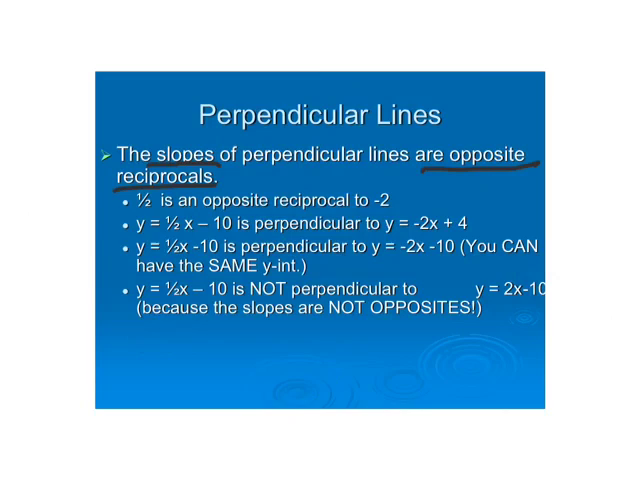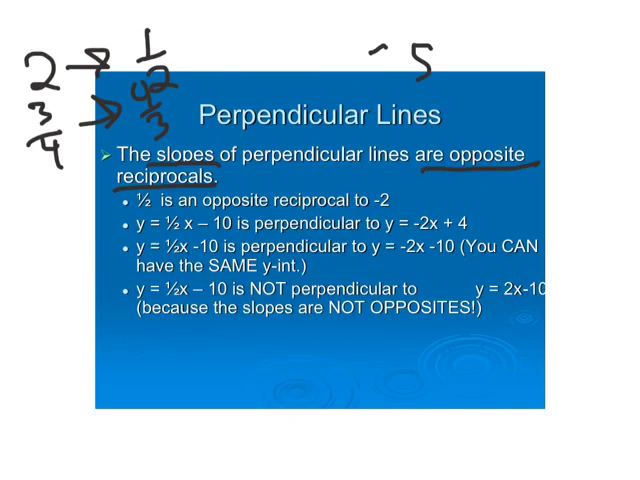But what may be new to you is the word reciprocal. Reciprocal basically means take the number and flip it. So the reciprocal of 2 would be 1/2. The reciprocal of 3/4 would be 4/3. The reciprocal of negative 5 would be negative 1/5. All right, those are what we call reciprocals. You take the number and you flip it.